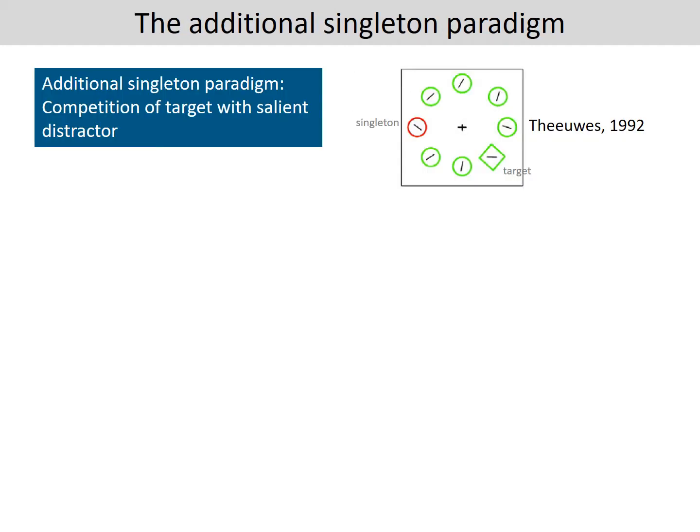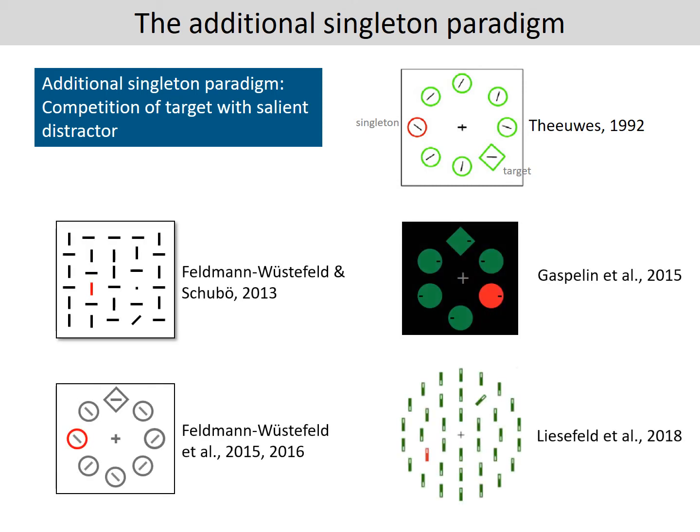The competition between goal-congruent stimuli and physically salient stimuli, such as in the example of the Lego bricks, has been simulated in the lab with the additional singleton paradigm originally used by Theeuwes in 1992. This has been adapted in many different ways. Here you can see a few examples. They all have in common that a target stimulus competes with an irrelevant but salient distractor.